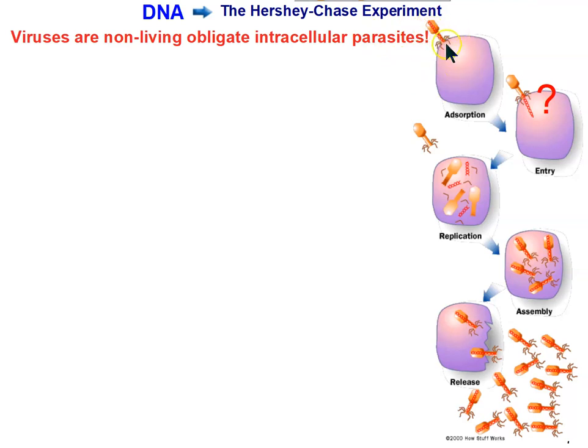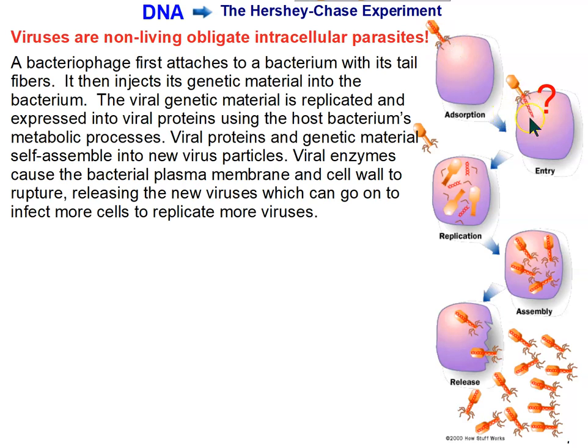So the first thing they do is they attach to the cell. They inject their genetic material. And again, remember, that's what we are trying to find out here. What is that genetic material? They knew at that time that the virus injected its genetic material into the bacterial cell, but they didn't know what that genetic material was.